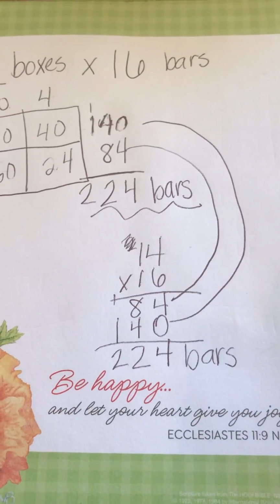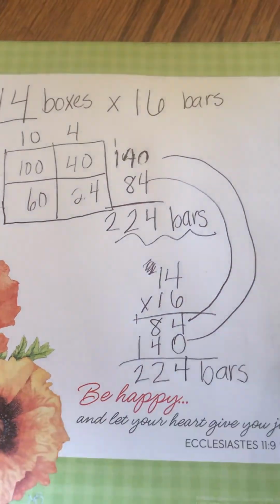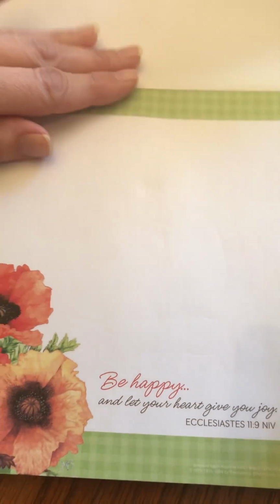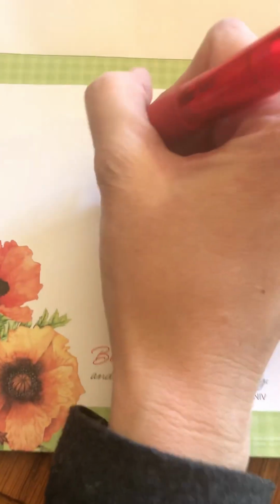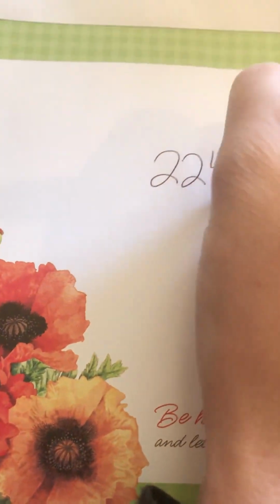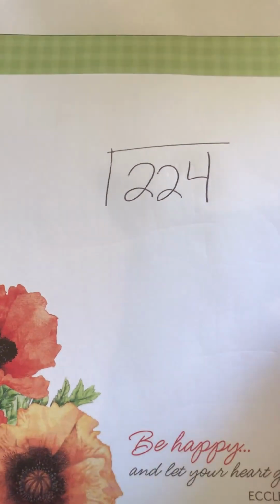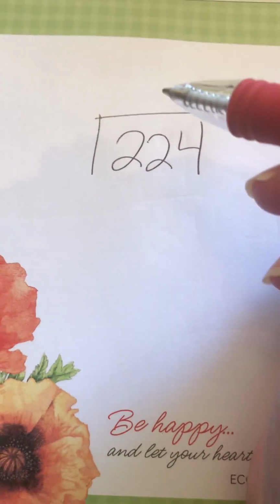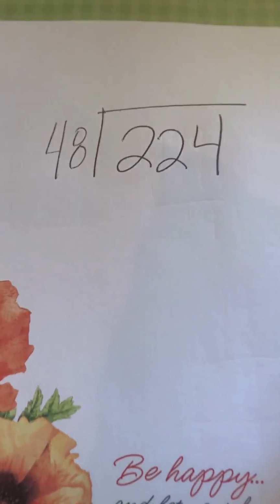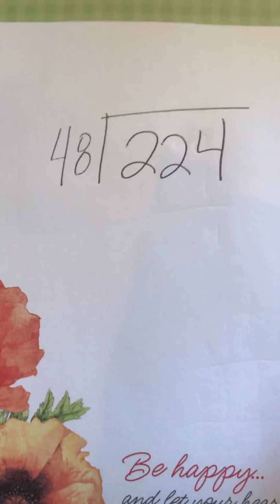We can also solve one other type of problem with this. If I wanted to know how many I could give to each one of you, since I have a total of 224 and I have 48 students, this would create a division problem because I'm splitting the Nutri-Grain bars between the 48 students. So 224 divided by 48.